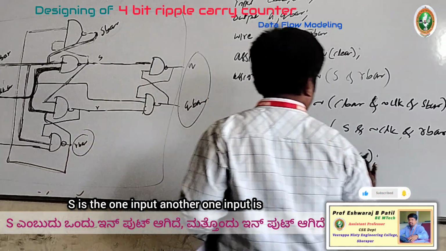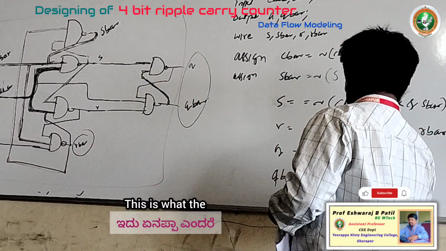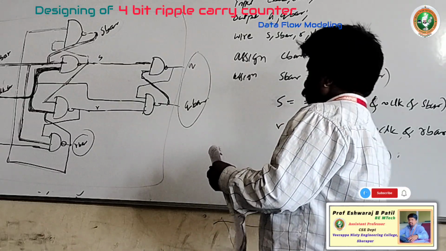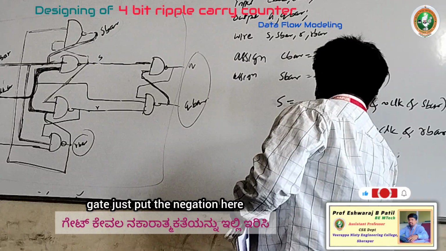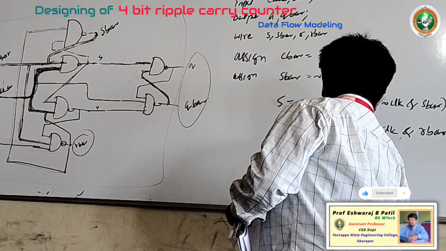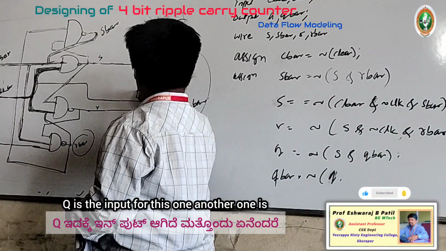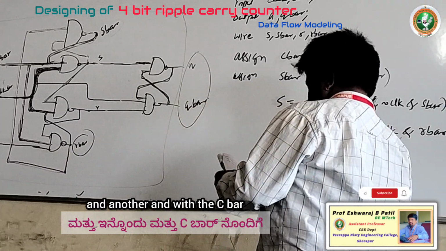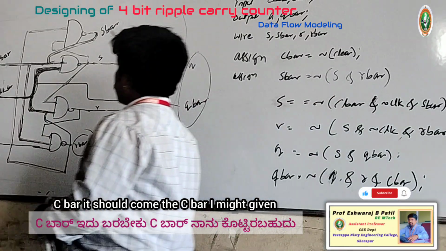S is one input. Another input is Q bar, which is one input for this one, Q. This is Q bar. Similarly for Q bar, it is a NAND gate, so put the negation here. Q is the input for this one. Another input is R, with an AND with R and another AND with the C bar. C bar should come here.